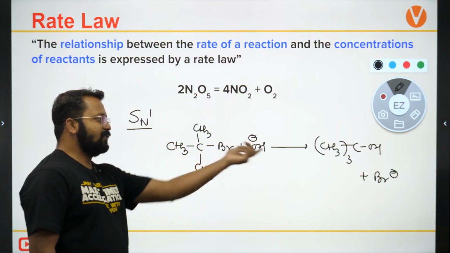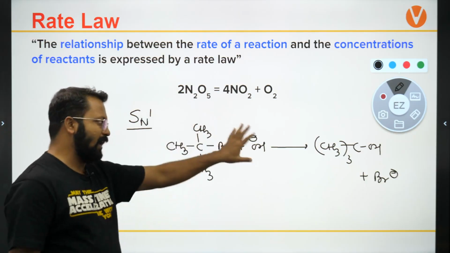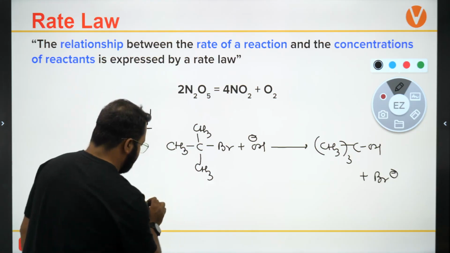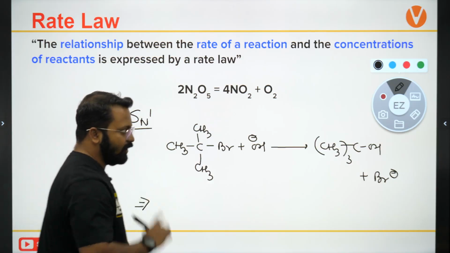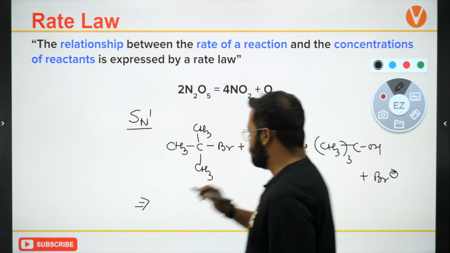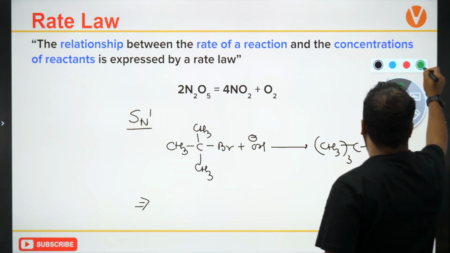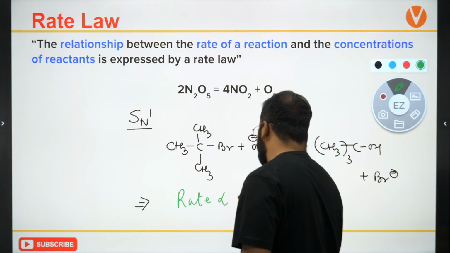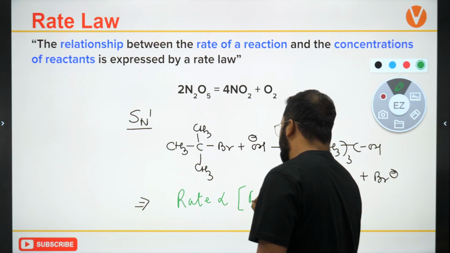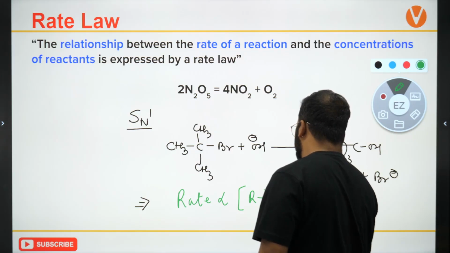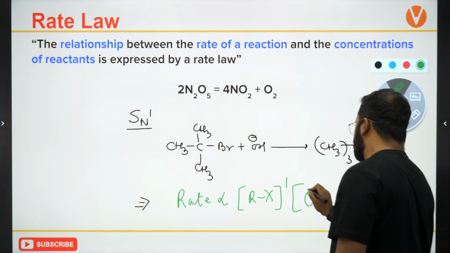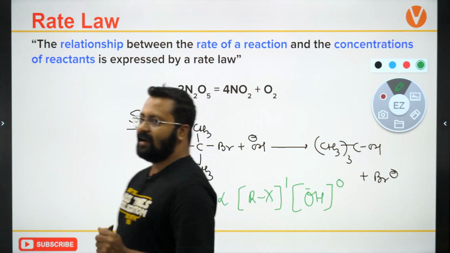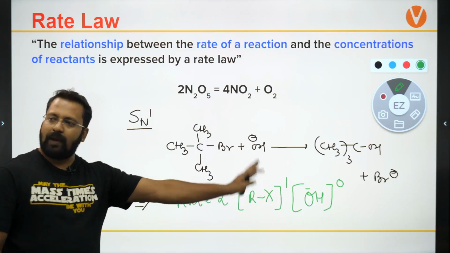This is the alkyl halide. This is OH minus, which comes from KOH or aqueous NaOH. It looks like there are two reactants. But when I write the rate law, it will look like this. Rate is proportional to alkyl halide to the power 1, OH minus to the power 0. Okay, alkyl halide to the power 1 and OH minus to the power 0.